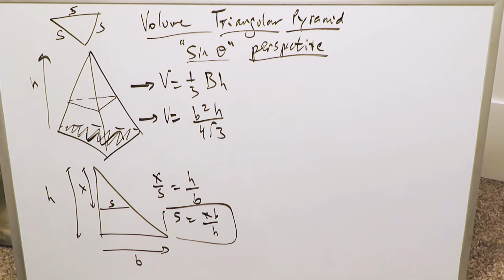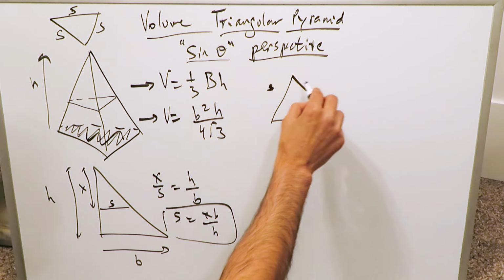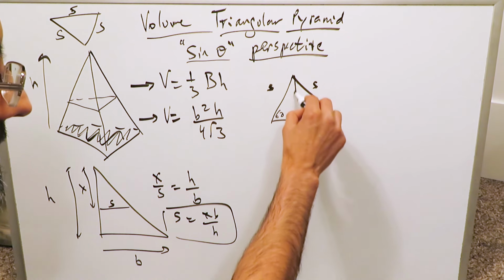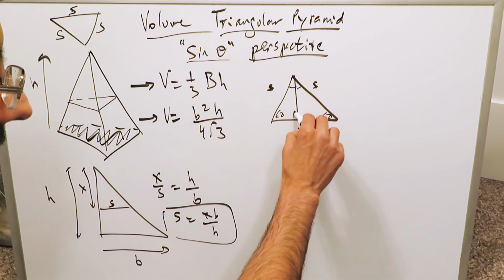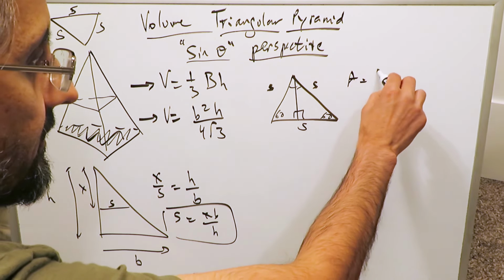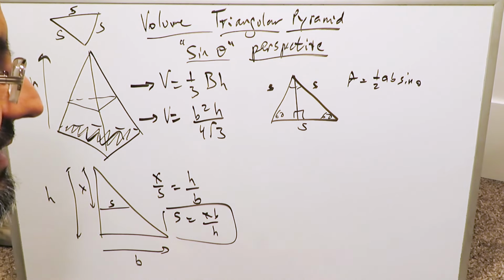This right here plays very well. My equilateral triangle slice is made up of S, S, S, because these are equal sides. They're 60 degrees, and you cut it across here: 30, 30, and 90. I've already told you the area for a triangle is half AB sine theta, but it's also equal to half base and height.